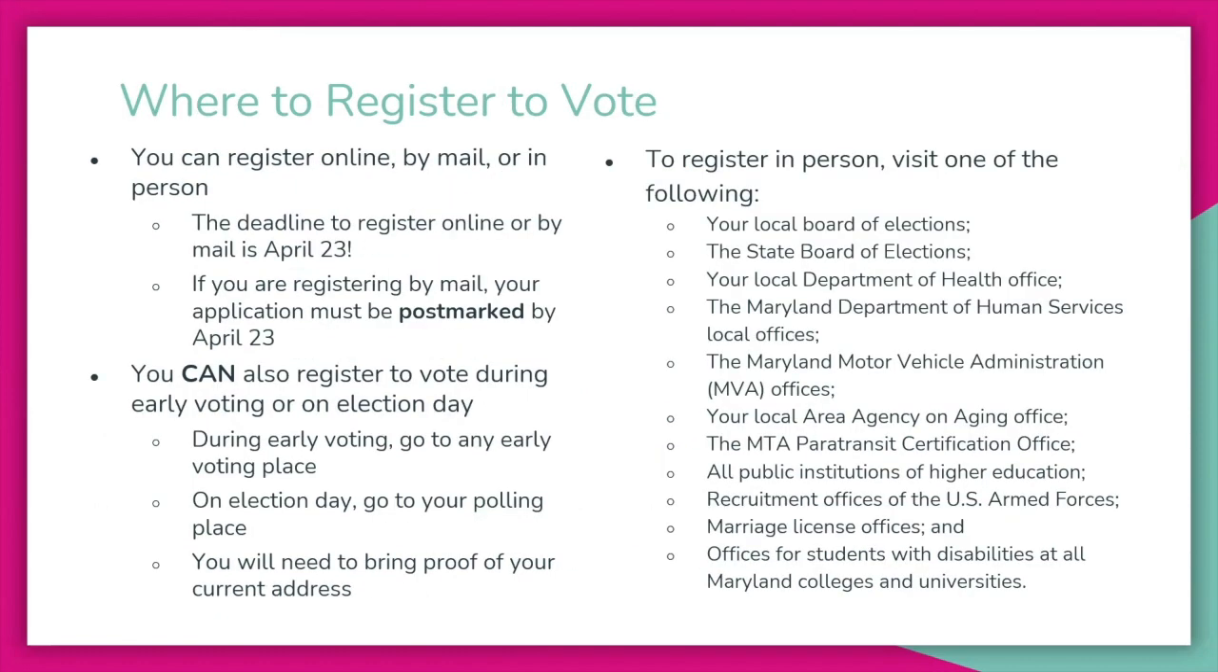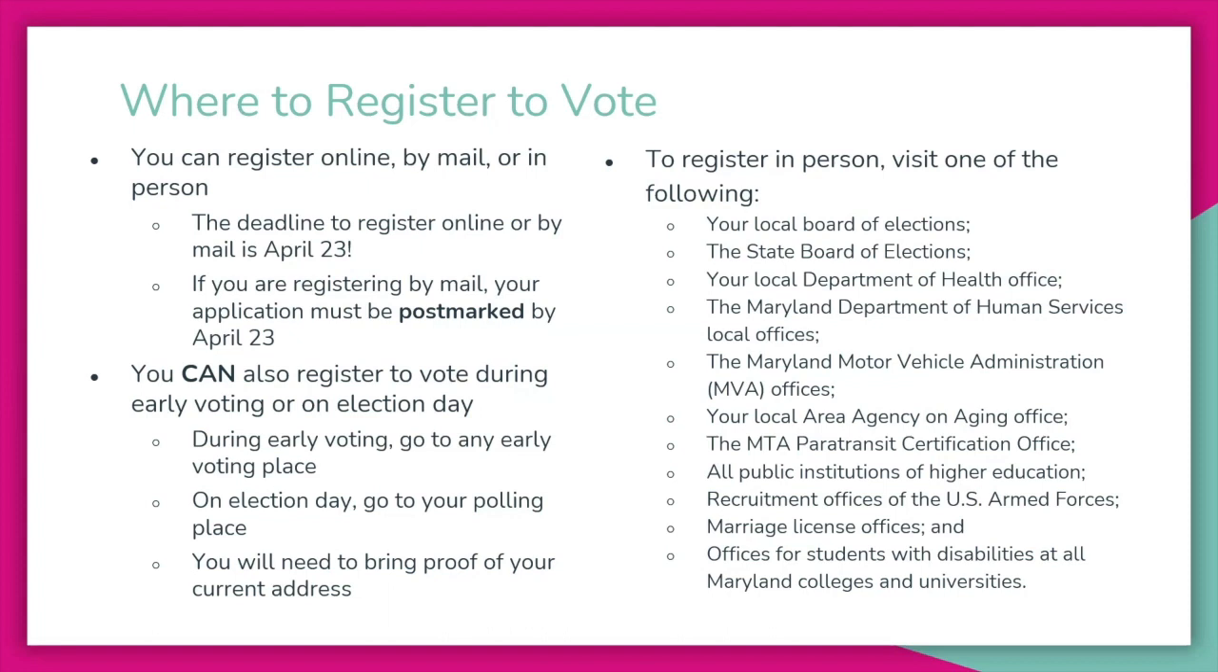Various options are available if you want to register to vote in Maryland. One way is to use Maryland's online voter registration system to register online. Alternatively, you can mail a voter registration application to your local Board of Elections or the State Board of Elections. It's important to note that the deadline to register online or by mail was April 23rd, 2024. If you've chosen to mail your application, it must have been postmarked by that date. However, you can still register to vote in person if you've missed that deadline.